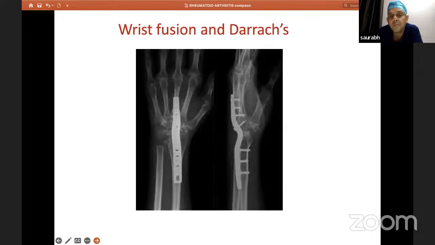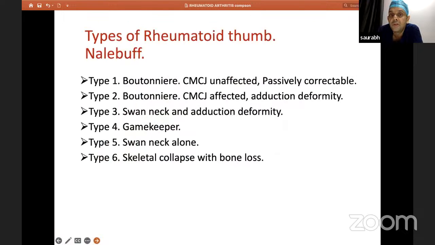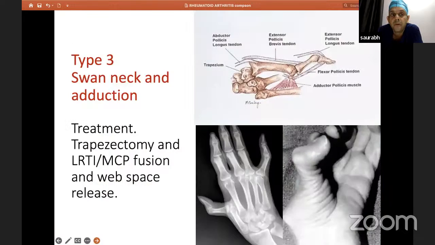And then, of course, you can combine your Darrach with wrist fusions. And as I said, Bowers, I'm going to show you later in the slides. Thumb, I'm going to skip because digital deformities I'm going to discuss in my next lecture. The thumb we are skipping.